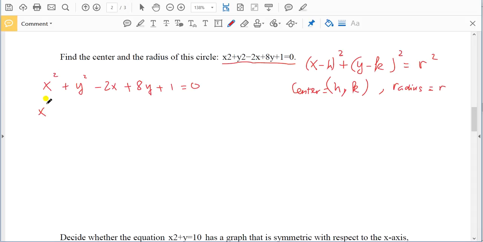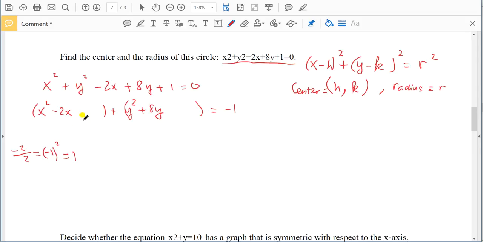Now I combine x together: x squared minus 2x. Let's move all the x together, and let's also move the y together. And now let's move the single number to the right hand side. So by completing the square, I take the middle term here, which is minus 2 of the x, divide that by 2, which becomes minus 1, and then I square that, which becomes 1. That's the procedure for completing the square.